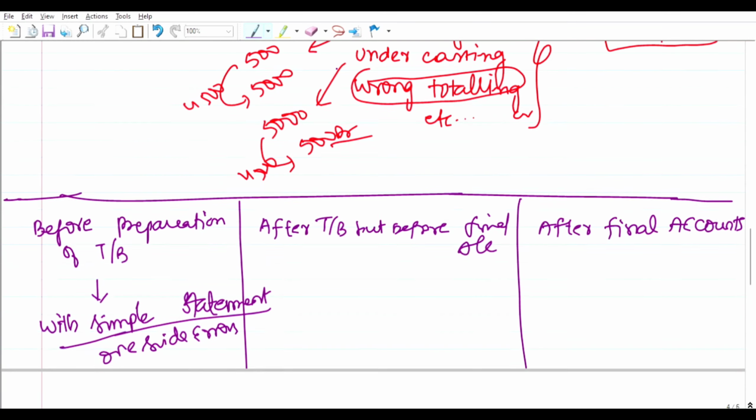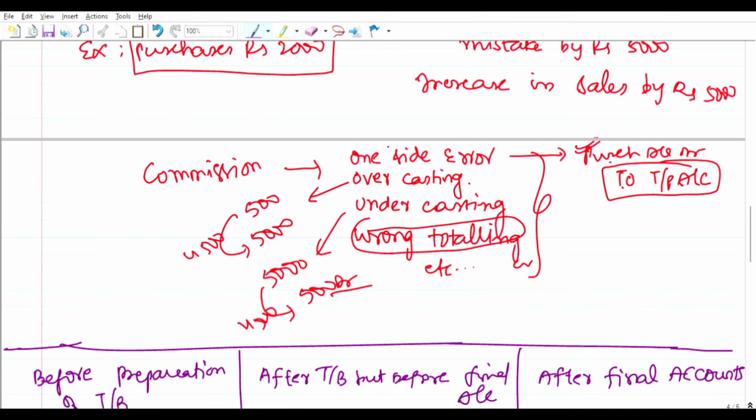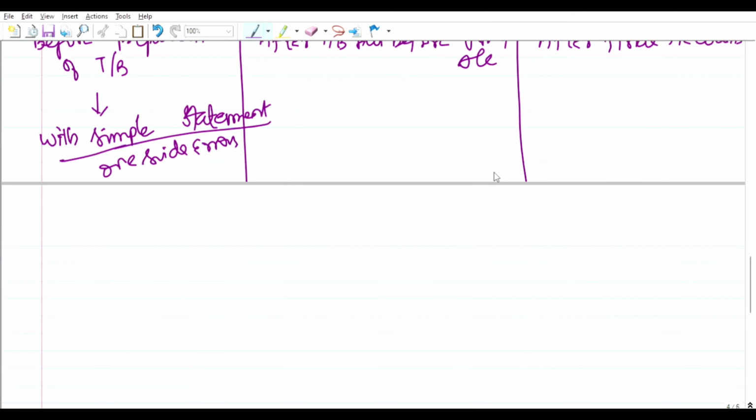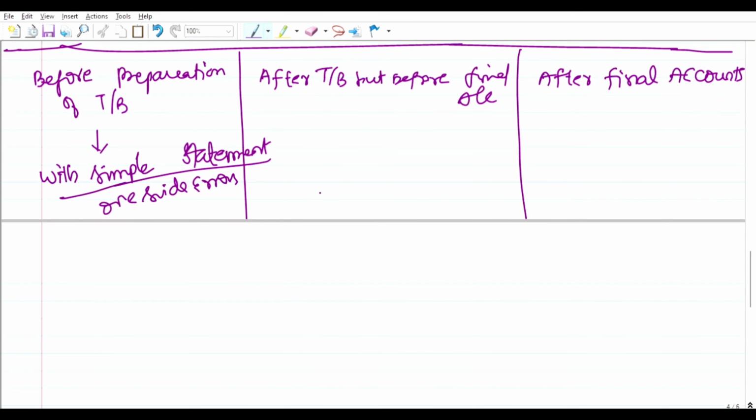These all are one side errors. Not recording an entry is also a two side error, right? This one side error, overcasting, undercasting, wrong totaling, all are one side errors only, right? But for two side errors we have to write an entry. That means we have to open ledger accounts and we have to incorporate them into them.